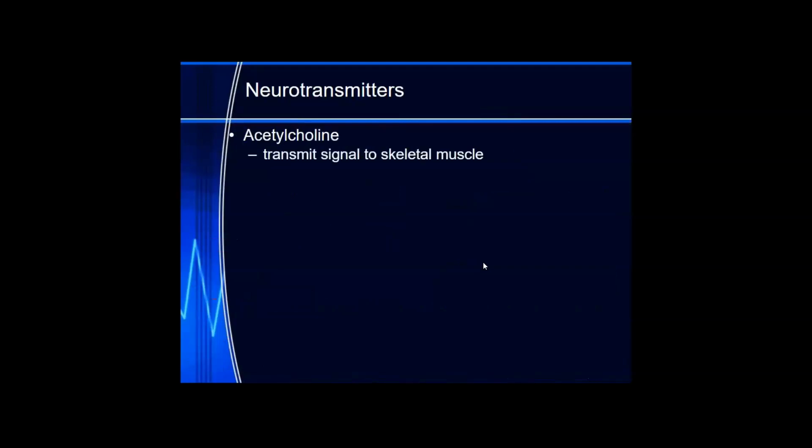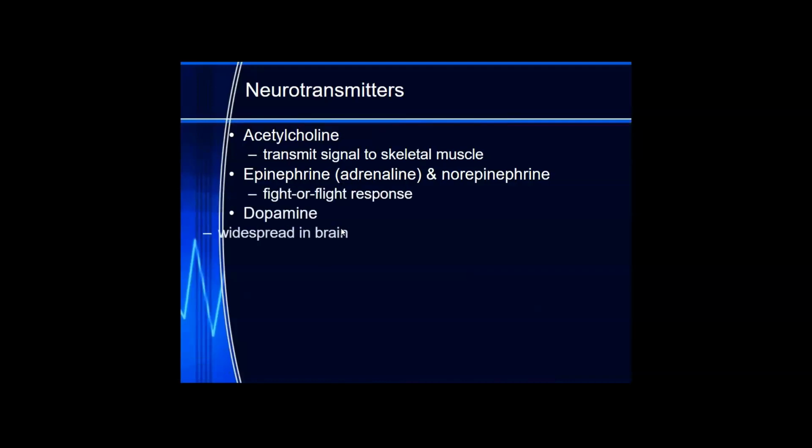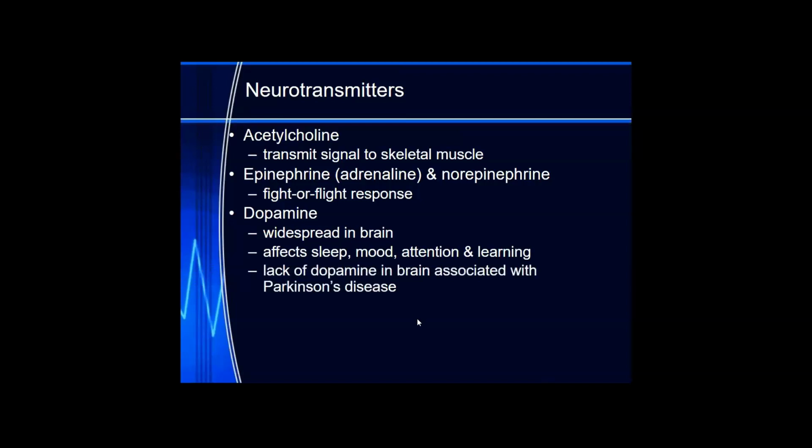So here's some of your neurotransmitters you might encounter. Acetylcholine is related to skeletal muscles. Epinephrine, you've heard of. Fight or flight. It's the same as adrenaline. So this begins that speed up process, increases heart rate, increases blood pressure, things like that. Dopamine, you might have heard of dopamine. It's in your brain, affects your sleep, your mood, your attention and learning. So it's kind of like a stabilizing neurotransmitter. Lack of dopamine in the brain is associated with Parkinson's disease.